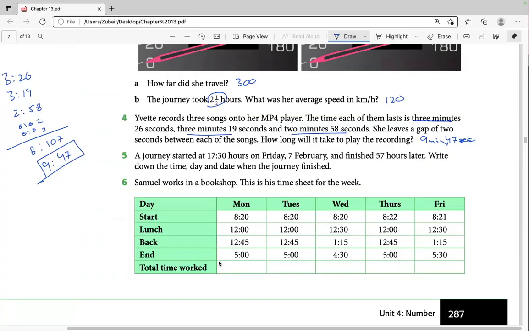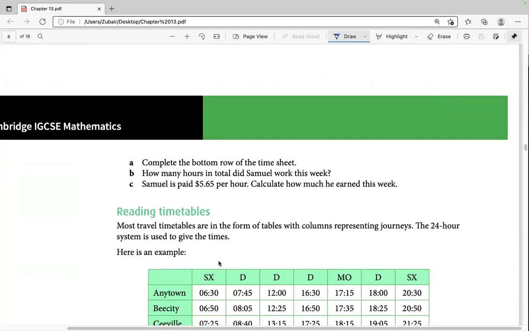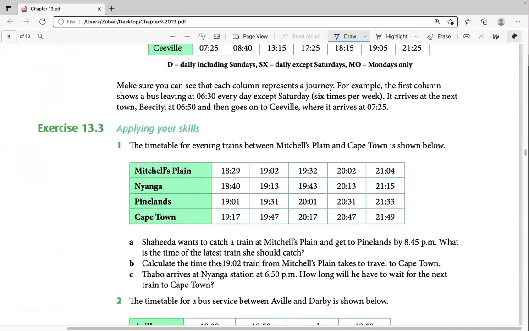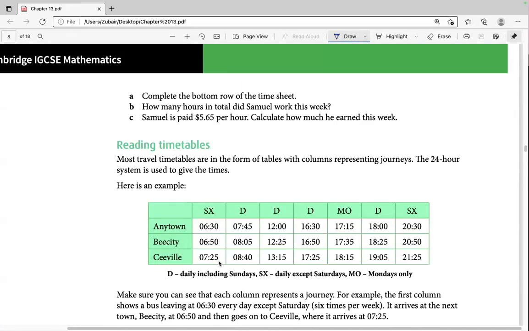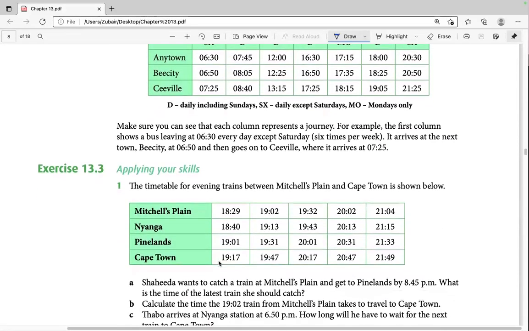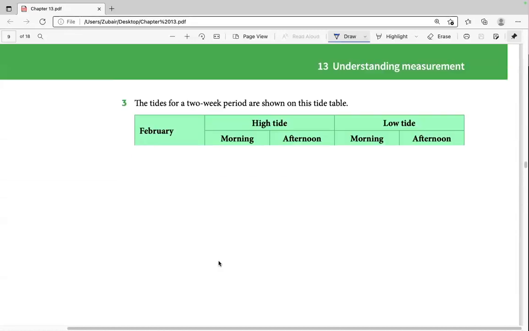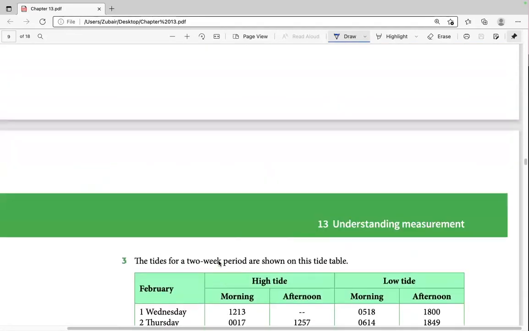Okay. I'll share some practice questions. Maybe this next exercise that is based on time. Anything you would like to ask?